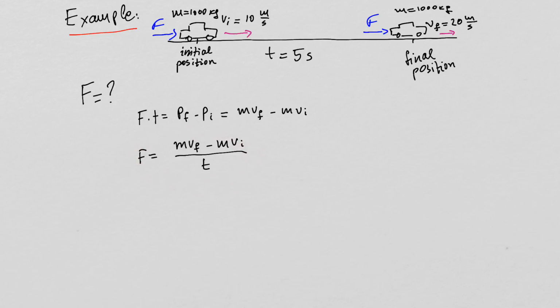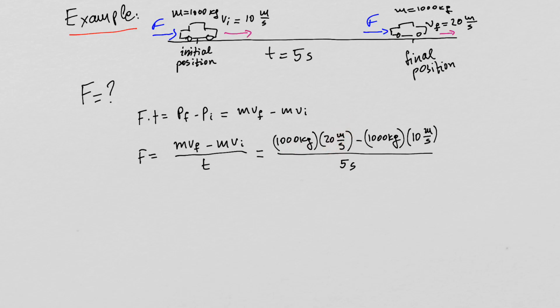Let's do that. So I get 1,000 kilograms times 20 meters per second minus 1,000 kilograms times 10 meters per second divided by 5 seconds. So the masses here are in the correct units of kilograms. The time units in the speeds and for the time elapsed are all the same, so they're compatible. Everything is in seconds.